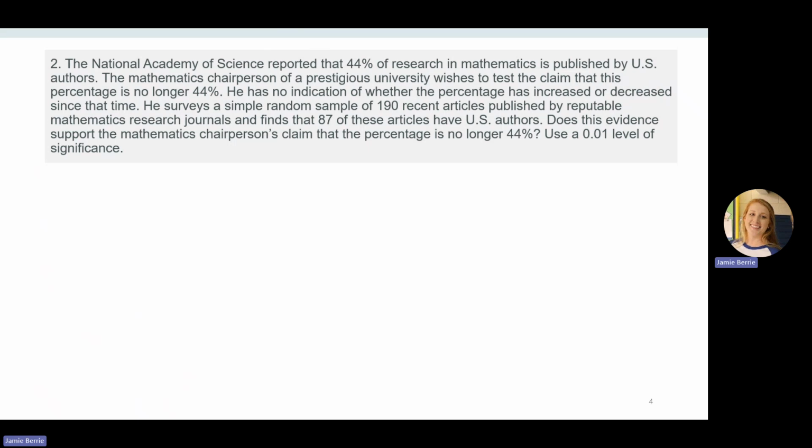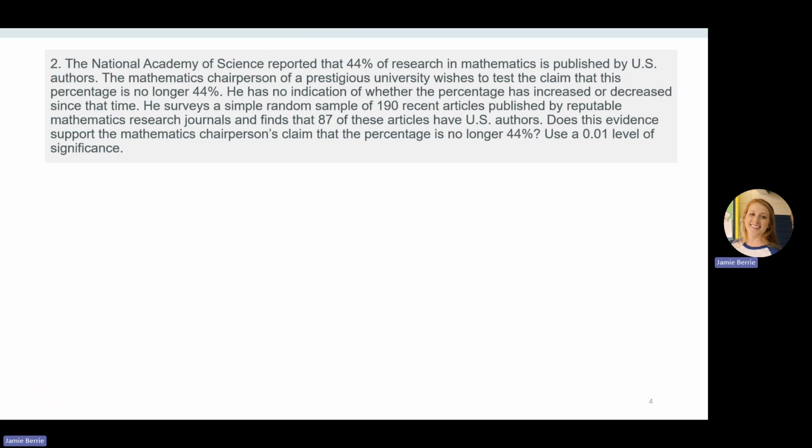All right, and our last problem for the whole class. The National Academy of Science reported that 44% of research in mathematics is published by U.S. authors. The mathematics chairperson of a prestigious university wishes to test the claim that this percentage is no longer 44%. He has no indication of whether the percentage has increased or decreased since that time. He surveys a random sample of 190 recent articles published by reputable math journals, and he finds that 87 of those have U.S. authors. Does this evidence support the mathematics chairperson's claim that the percentage is no longer 44%? Use a 0.01 level of significance.